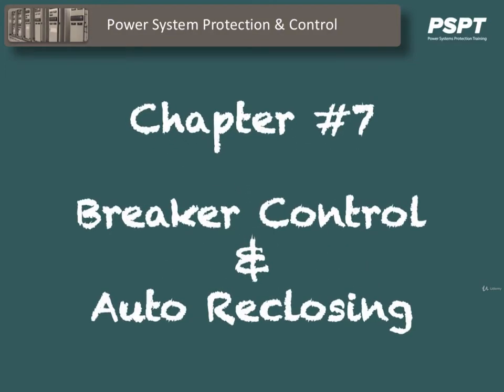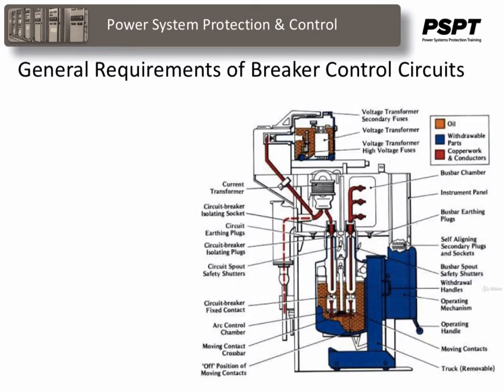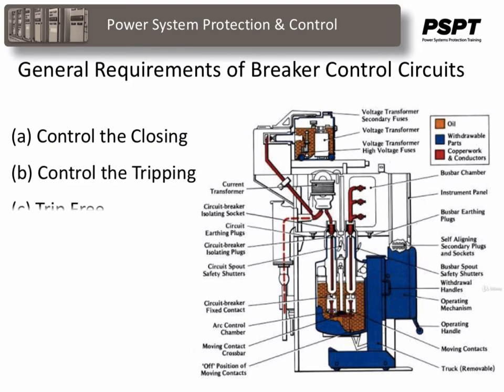Chapter 7, Breaker Control and Auto Reclosing. There are a number of basic requirements for circuit breakers which are desirable in their control circuits: control of the closing, control of the tripping, trip-free, anti-pump, and reliabilities. These features can be found in motors, solenoid, springs, stored energy, and pneumatically operated breakers. Let's take a closer look at these features.